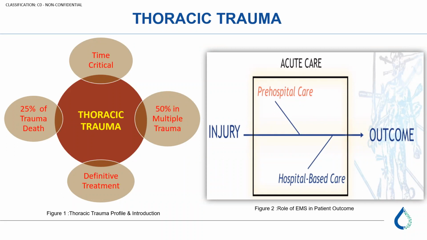Another piece of information: 25% of trauma deaths are related to thoracic trauma, and in multiple trauma, 50% of patients are suffering from thoracic trauma. Lastly, definitive treatment is one element to consider in thoracic trauma. We need to identify the immediate life-saving interventions and the definitive treatment for thoracic trauma. Okay. So, figure number 2, as you can see on the right side, shows the role of EMS with regard to patient outcome.